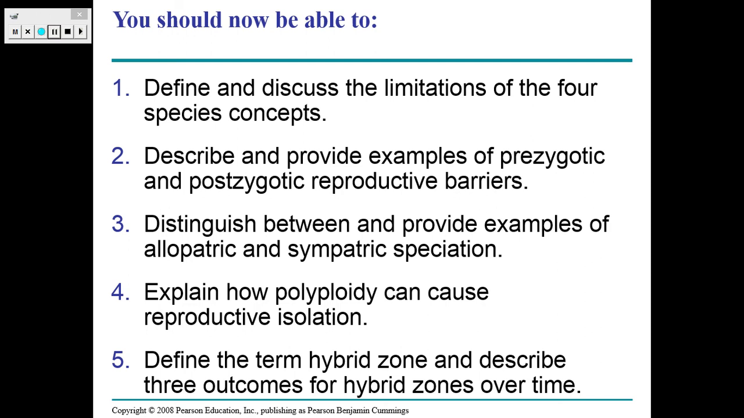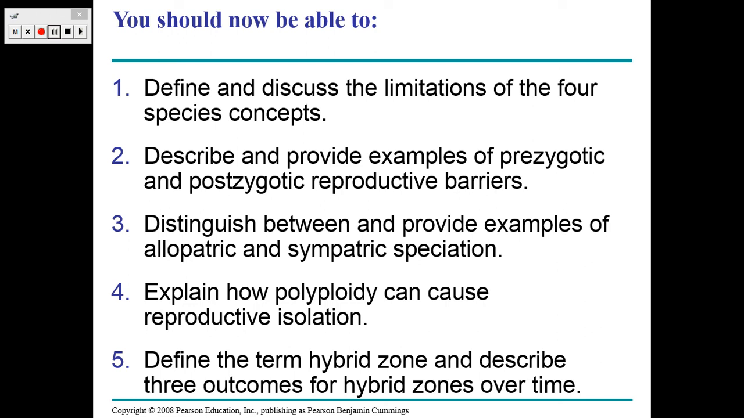These are the things that I want you to be able to do. You need to be able to tell me what are the four different species concepts, how do we define a species, why do we go with the biological species concept instead of the others, and what are some of the advantages to those, as well as the limitations.